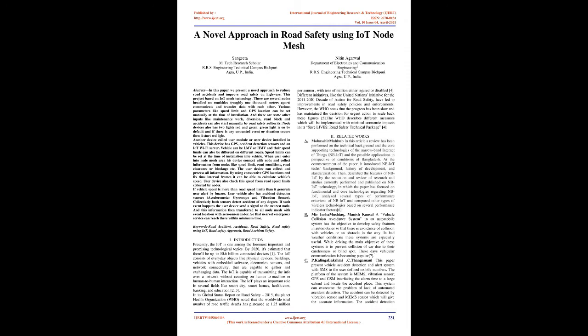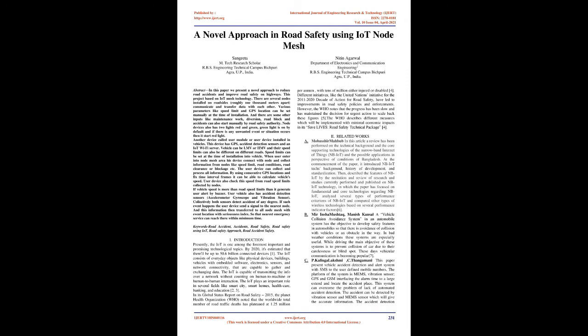The user vehicle also has accident detection sensors: accelerometer, gyroscope and vibration sensor. Collectively, these sensors detect an accident of any degree. If such an event happens, the user device sends a signal to the nearest node. This information is then transferred to all the node mesh with event location and seriousness index, so that the nearest emergency service can reach there within minimum time. Keywords: road accident, accidents, road safety using IoT, road safety approach, road accident safety.